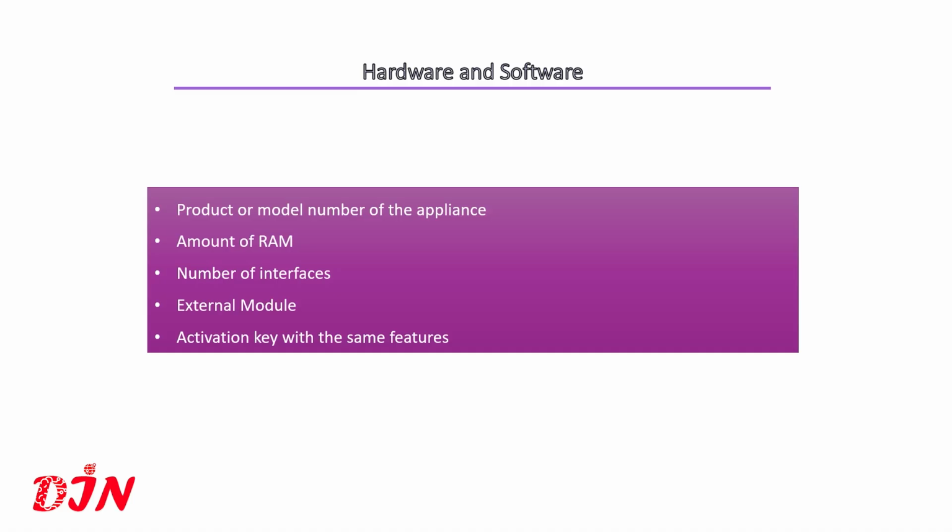Amount of RAM. You cannot use 1 gig of RAM in one appliance and 2 gig in the other one. Number of interfaces. Both appliances must have the same number of physical interfaces. External module. If you have security modules such as SSM-IPS, then both appliances must have it. Activation key with the same features. The activation key must have the same features, such as the failover model, encryption level, and the number of VPN pairs.